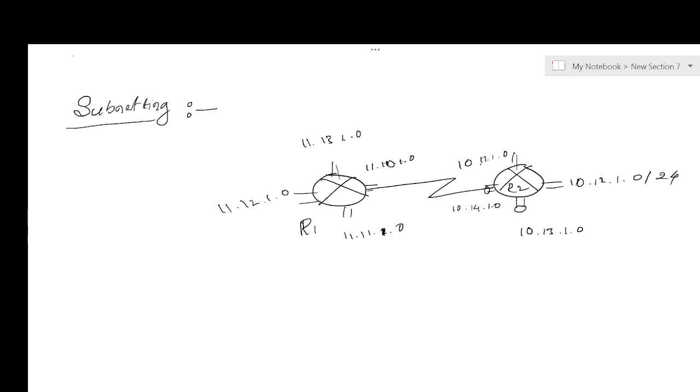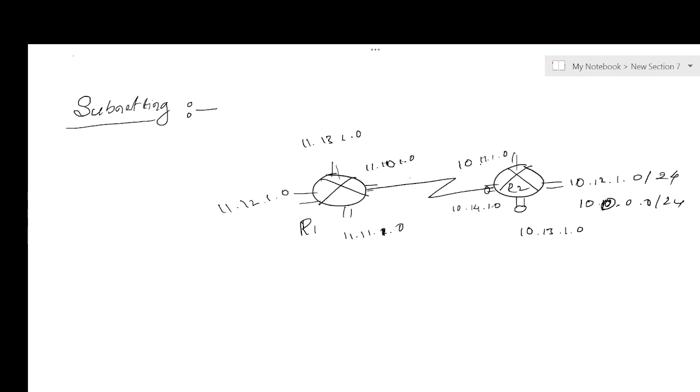Yesterday I was referring to the network ID. See here, it is a class A network, right? The network ID will be like 10.0.0.0, slash 24. Here it is 10.12.1.0, a separate network, 10.13.1.0, a separate network, and 10.11.1.0, a separate network, right? So every interface of the router has a separate network.